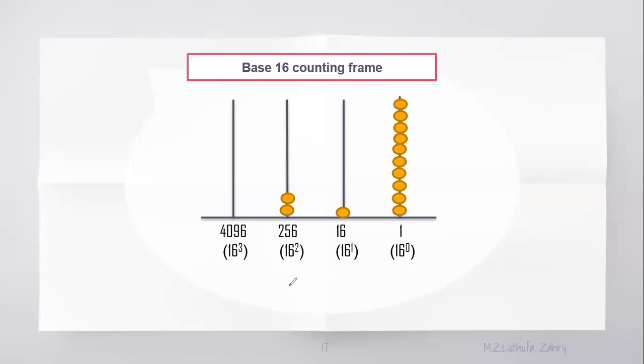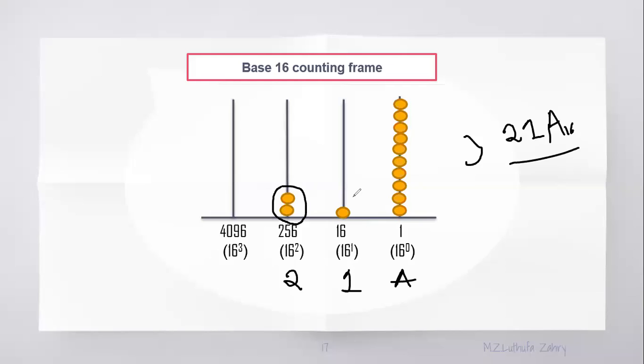This counting frame. So 21A base 16 is going to be a hexadecimal number. This is the weighting factor, 16 to the power 0, 16 to the power 1, and 16 to the power 2. So this is the place of 2, because this is the place of 1 and this is the place of A. Clearly you can see this is going to be 2 and this is going to be 1.